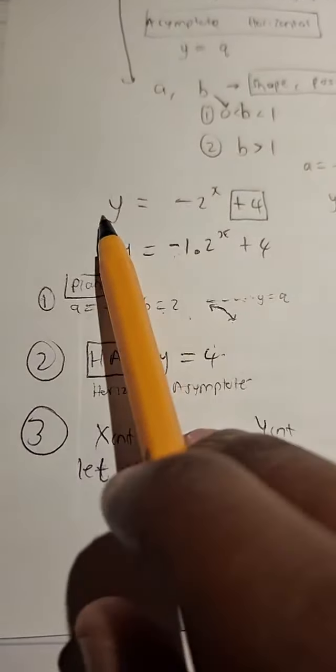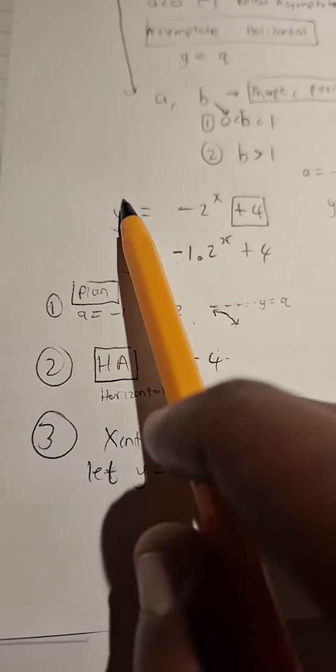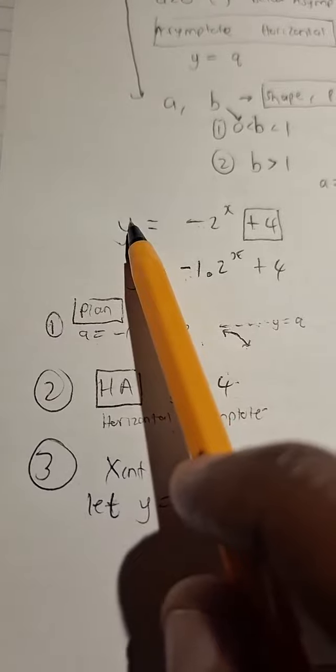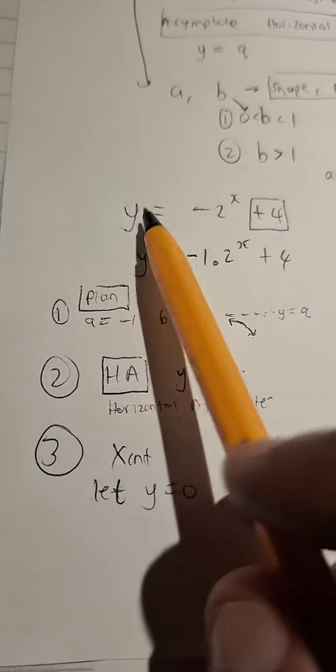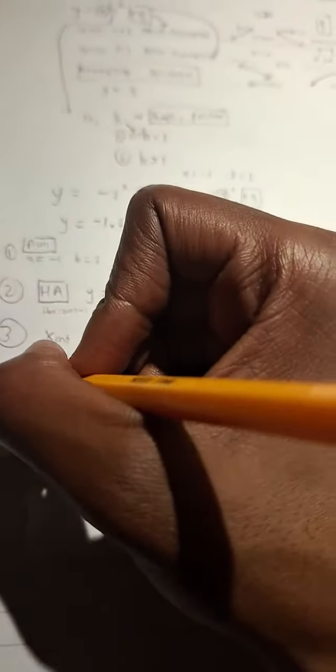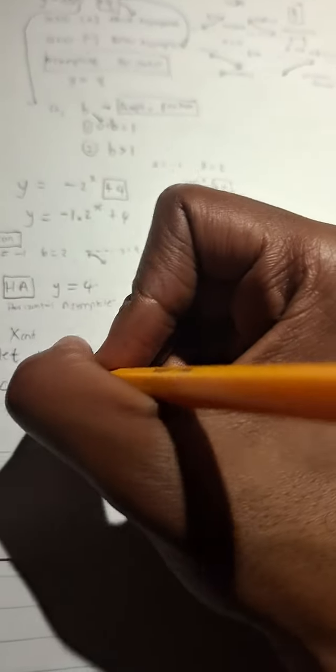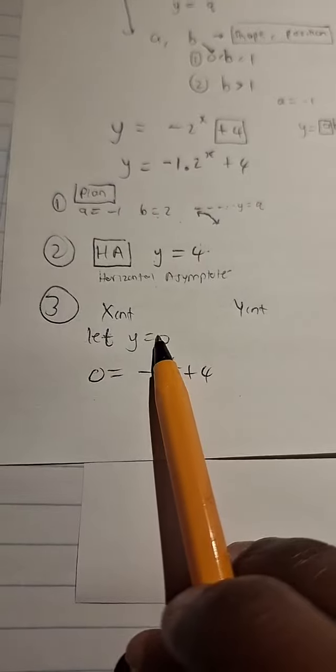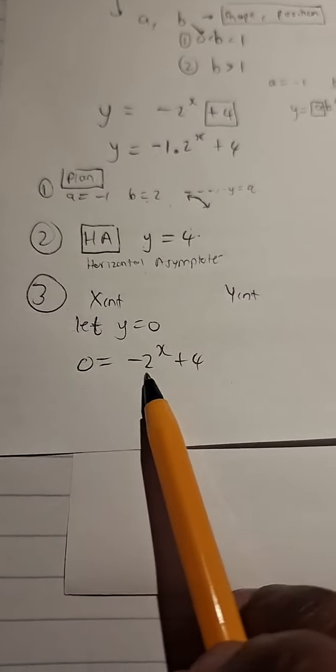So let's go to the function. There it is. Remember, there was f of x, but we know f of x means y. So in the place of y, we are going to substitute 0. So I'm going to say 0 is equal to negative 2 to the power x plus 4. In the place of y, I write 0. 0 is equal to negative 2 to the power x plus 4. I transpose the negative 4.